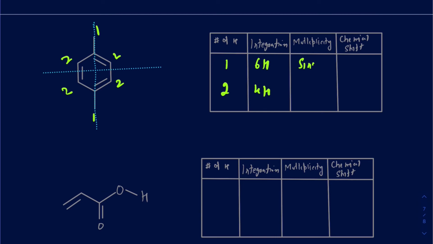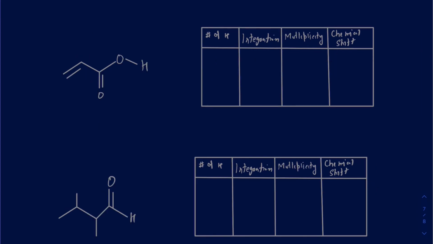They're all going to be singlets because they're not going to be coupling with equivalent protons, and carbon 1 doesn't really have any adjacent protons. As far as their chemical shifts go, 1 would be somewhere around 4-ish, and 2 are going to be anywhere between 6.5 to 8. Okay, what about this next one?